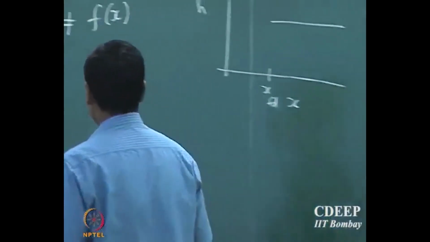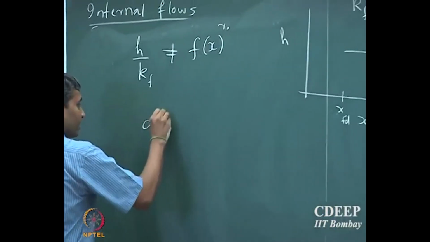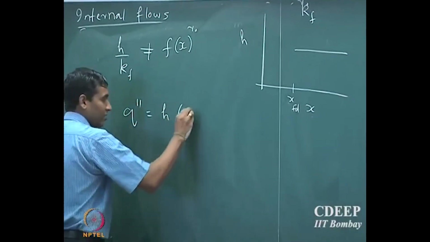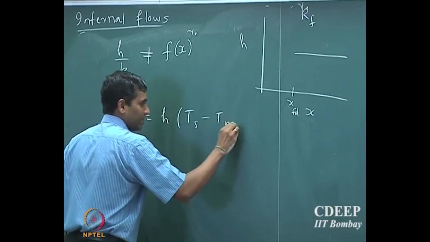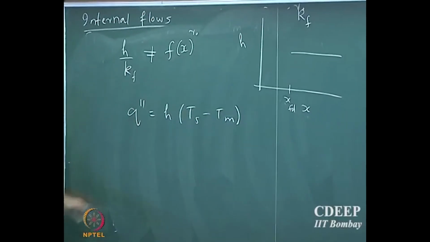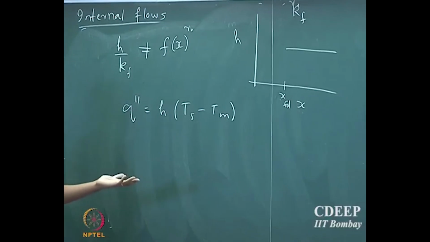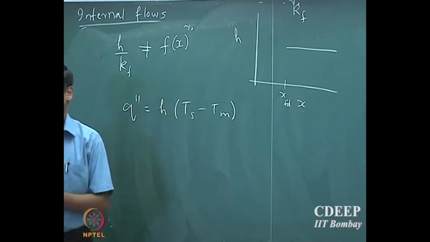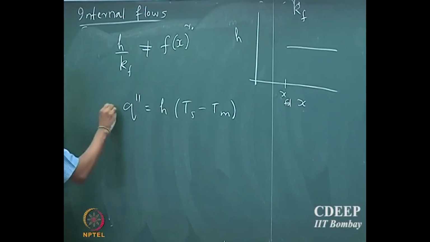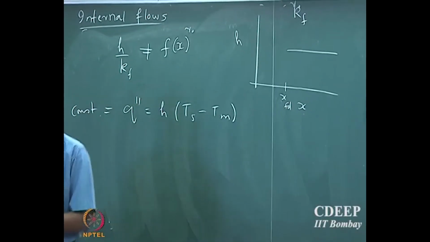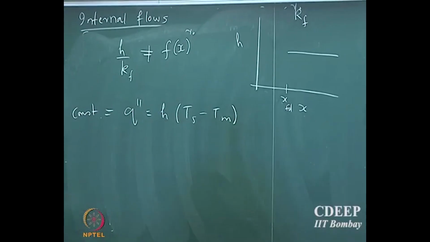So I'll give you a hint. The local flux of heat transport, Q, is defined as h into Ts minus Tm, right? So the surface temperature minus the reference temperature. So that's the definition. Now can you guess? So let's say constant flux condition. Yeah, it will be higher.